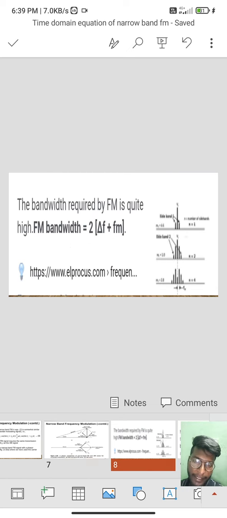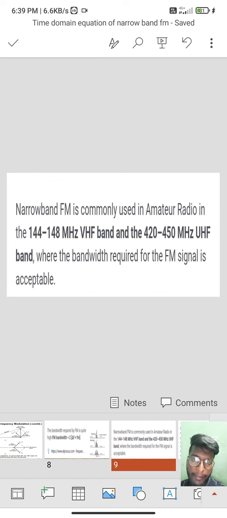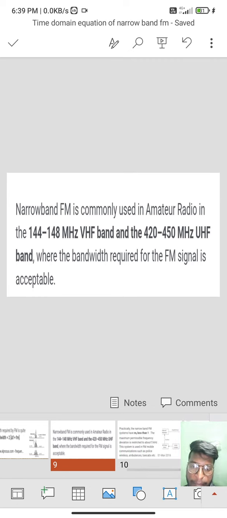The bandwidth required for FM is quite high. FM bandwidth equals 2 times delta f plus fm. Narrowband FM is commonly used in radio in the frequency range of 144 to 148 MHz VHF band and the 420 to 450 MHz UHF band, where the bandwidth required for the FM signal is acceptable.